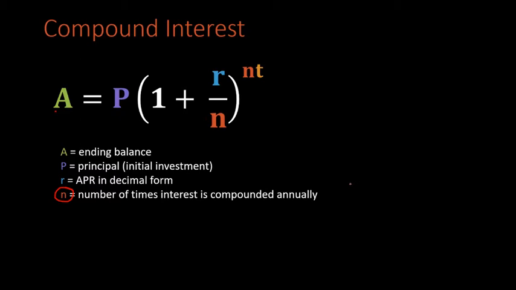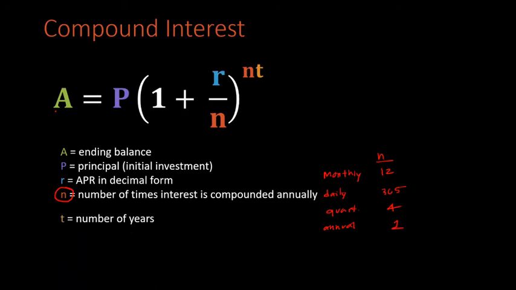So, if we were talking about monthly compounding, N would equal 12. If I said my interest is compounded daily, N would equal 365. If I said it was compounded quarterly, 4 times a year, N would equal 4, right? So it's just based on what keyword they give you, monthly, daily, weekly, etc. Or it could even be annually, which would just be 1 time a year. That's how you'll figure out what N is.